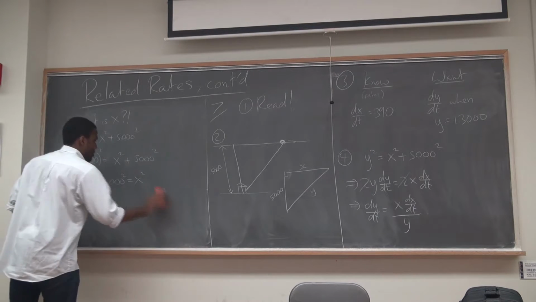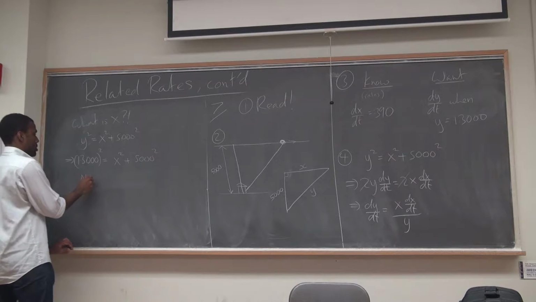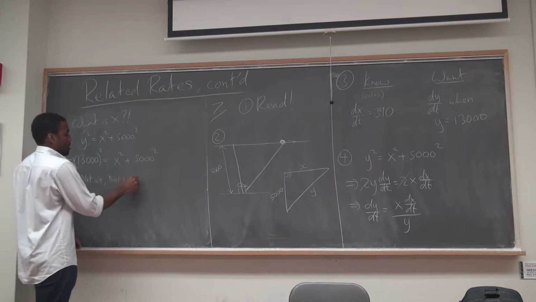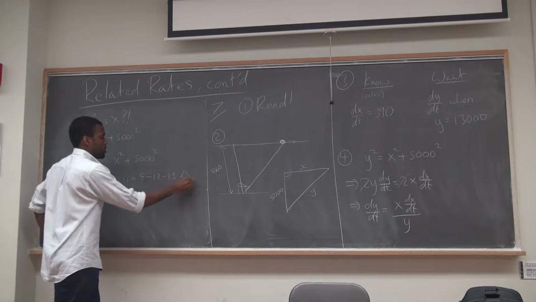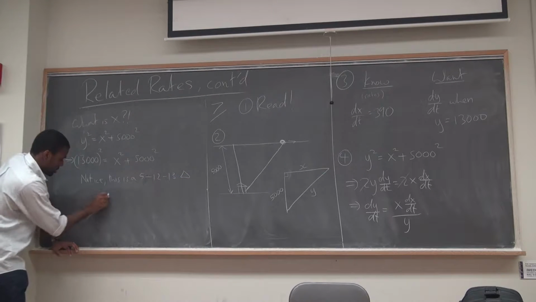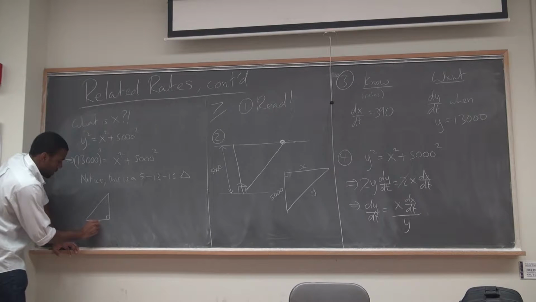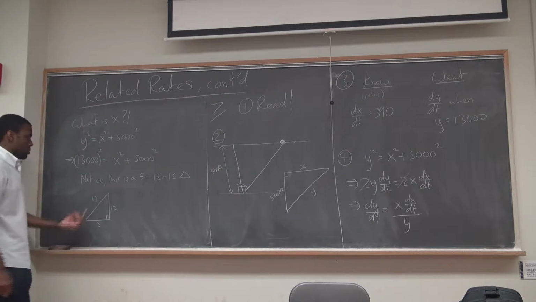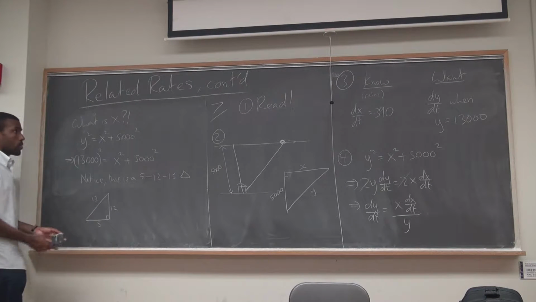So notice this is a 5, 12, 13 triangle. There's another relationship besides 3, 4, 5: there's a 5, 12, 13. Because 169 is equal to 25 plus 144.